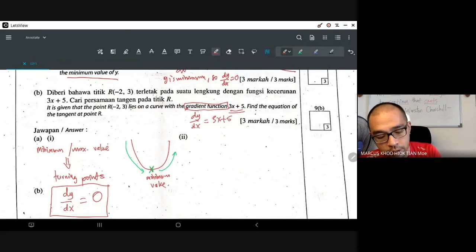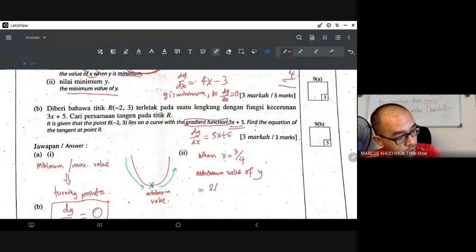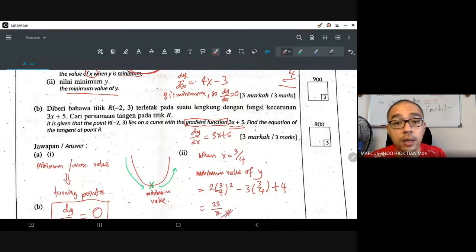So the second question is, when x equals 3 over 4, the minimum value of y equals, what's the function? 2x squared. 2 times (3 over 4) squared, minus 3 times 3 over 4, plus 4. You will get 1 and 23 over 8. This will be your answer.